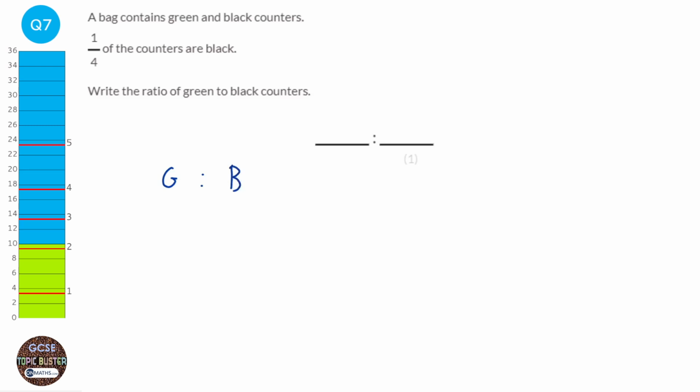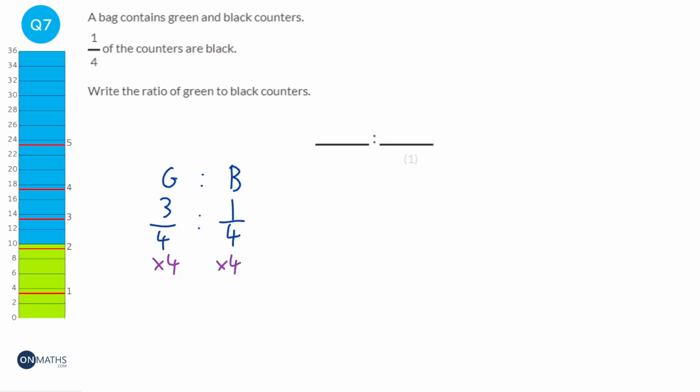Now it says that a quarter of the counters are black, and therefore the remaining counters will be green. So if a quarter are black, that leaves 3/4 to be green. And what we can do here is, on both sides of the ratio, I'm just going to times it by 4. So I'm just going to times 4 both sides.